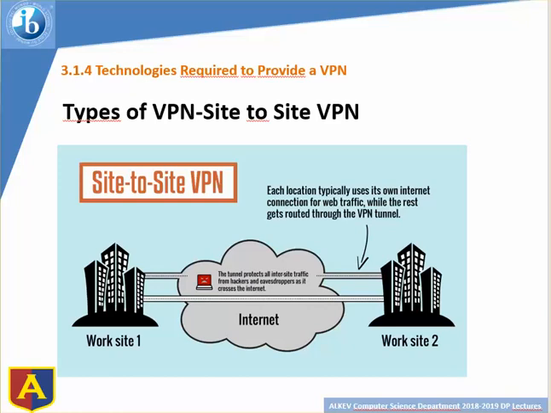If the offices of the same company use the VPN, it is called intranet VPN. If the aim is making a connection with other companies' networks, it is called extranet VPN.